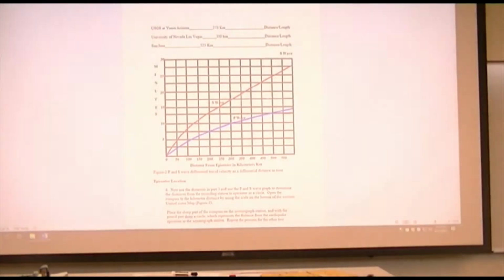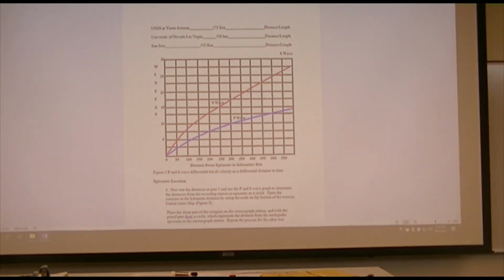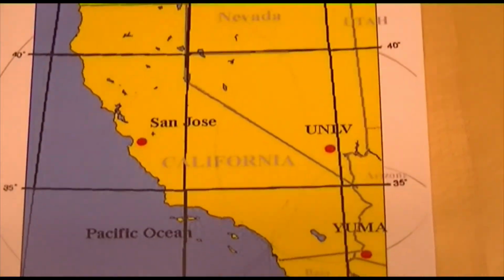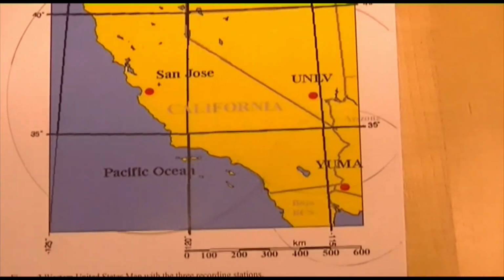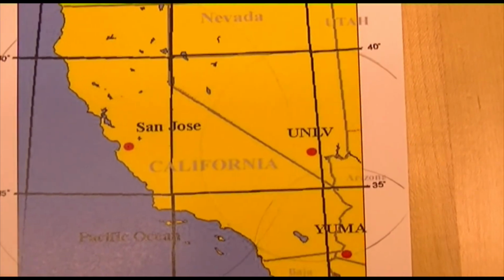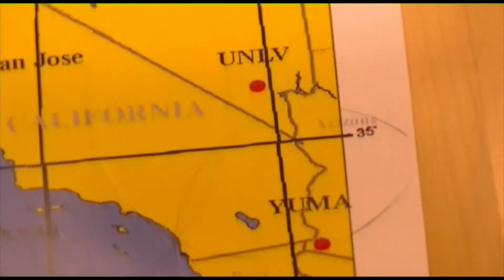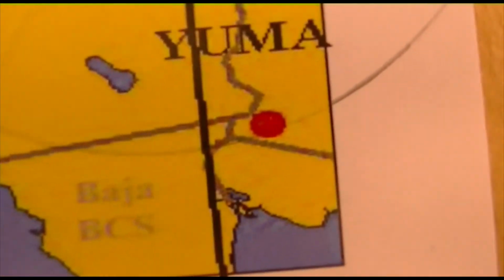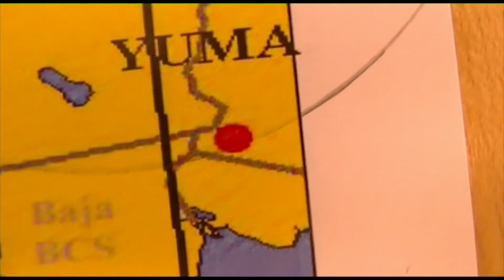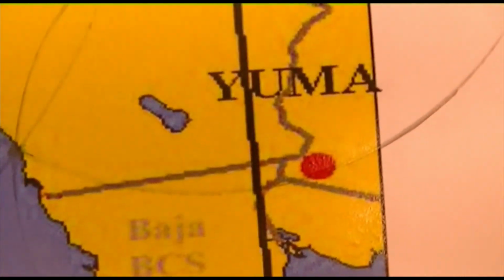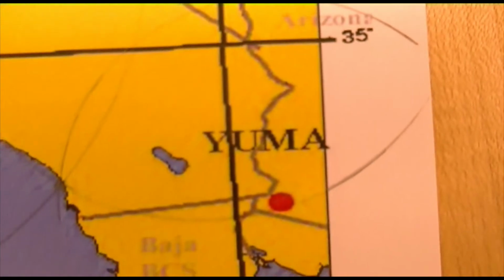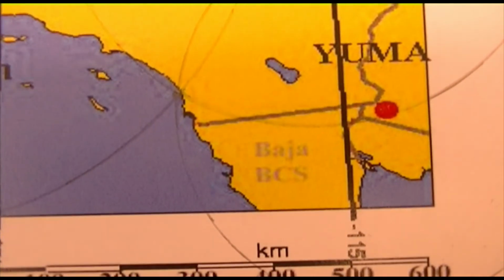So with my compass, on the real piece of paper, I drew 3 circles. So here's the Yuma circle. I start at Yuma, open up my compass at 275 kilometers and drew a circle 275 kilometers.